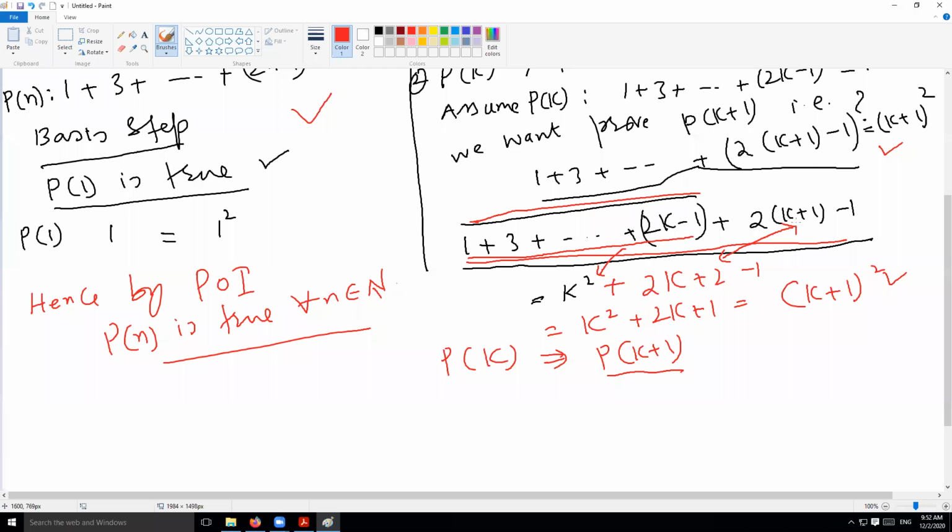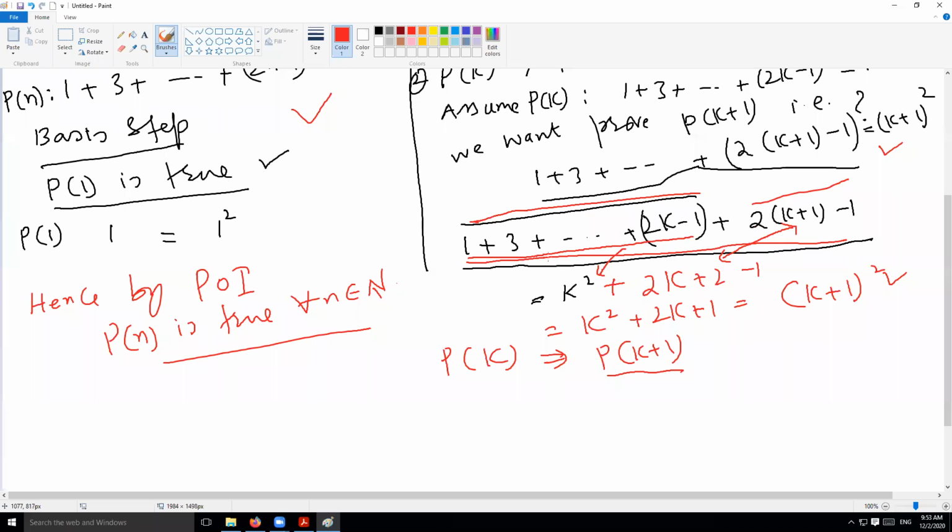This expression is the same, right? So I multiplied by 2, you have 2k, 2 times plus 1, and minus 1 is 1. And 2 minus 1 is going to be 2 plus 1. So I just rewrote the same expression.